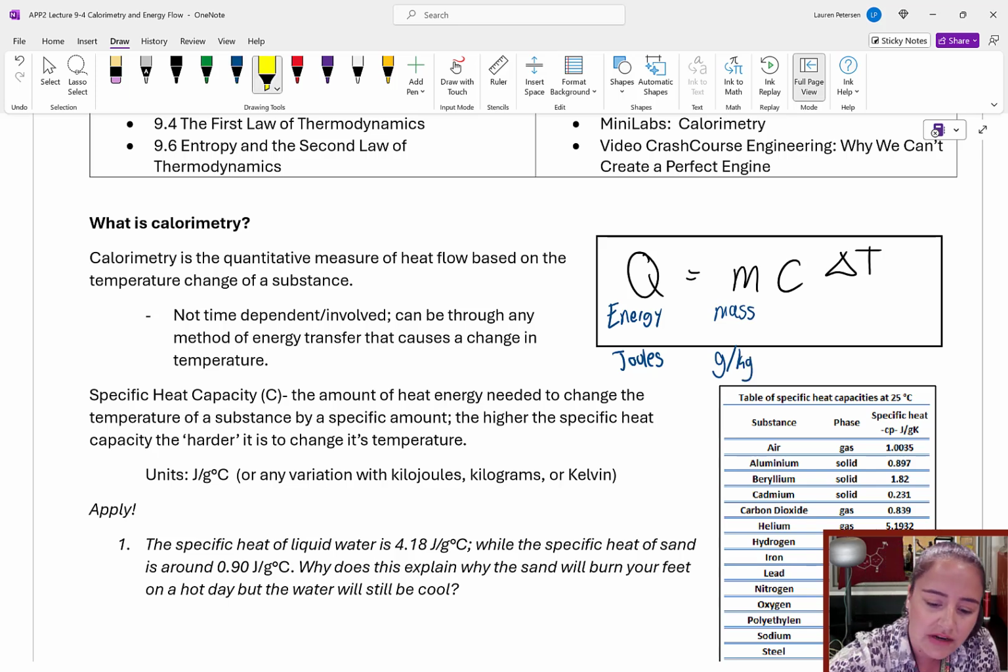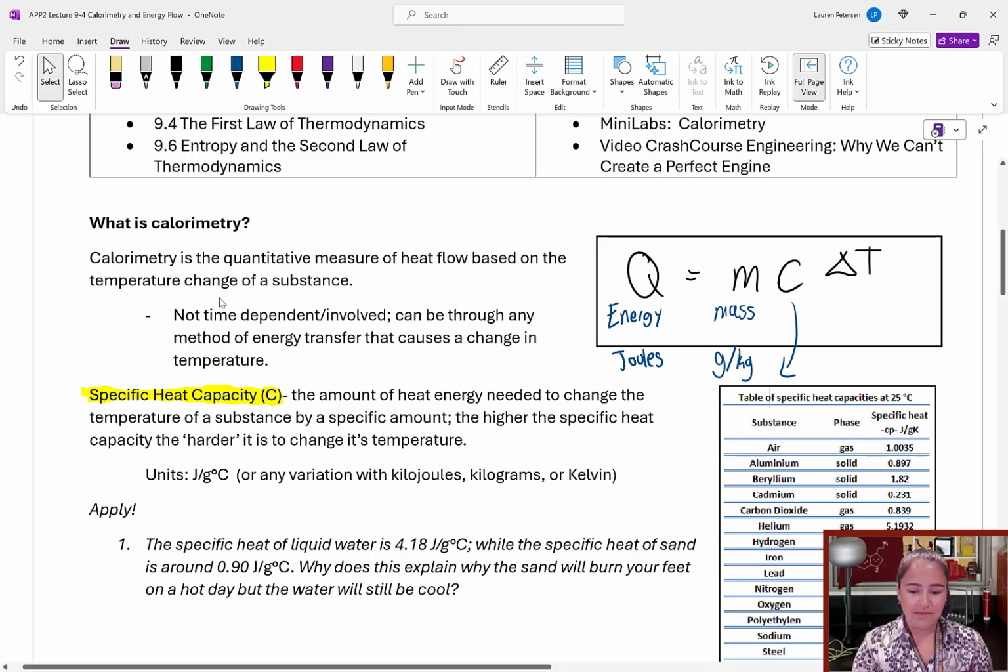C is something called the specific heat capacity or specific heat. Now, what that is, it's the amount of heat needed to change the temperature of a specific amount of a substance by a specific amount, okay? Normally, if, say, our units are joules and grams, that means that it requires that many joules to change 1 gram of that substance by 1 degree, okay?